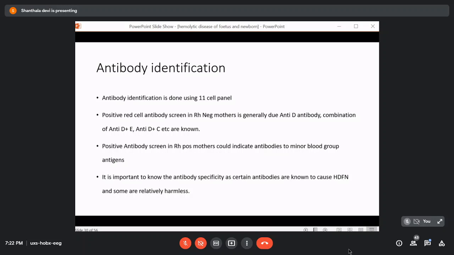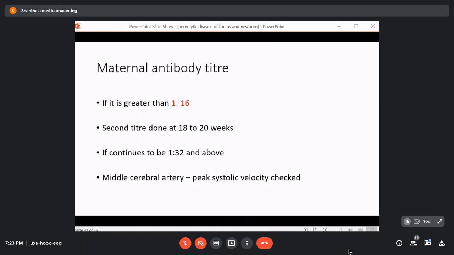etc. are known. Positive antibody screening in Rh positive mothers could indicate antibodies to minor blood group antigens, and it is important to know the antibody specificity, as certain antibodies are known to cause more severe HDFN and some are relatively harmless, which I have already told you, which can cause HDFN and which never cause HDFN.